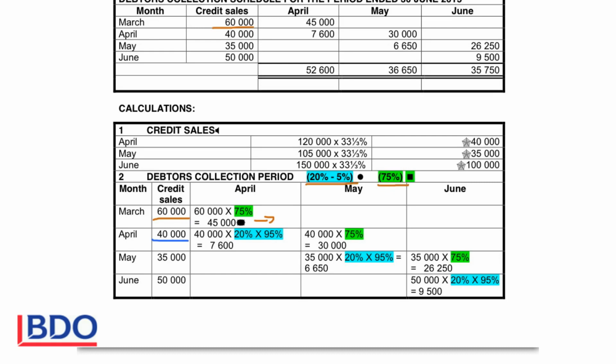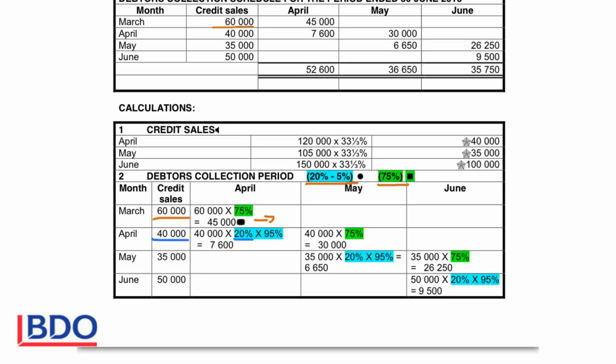Now, of that 40,000, they will receive 20% during April. That will give me 8,000 Rand. And on that 8,000 Rand, you will give 5% discount. That means the business will only receive 95% of the amount that they were supposed to get. So of the 40,000, 20% will give me 8,000 Rand. Then you deduct 5% on the 8,000 to determine what is the total amount that we will receive during April.